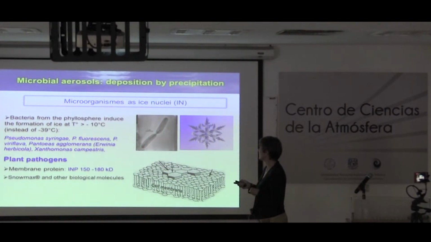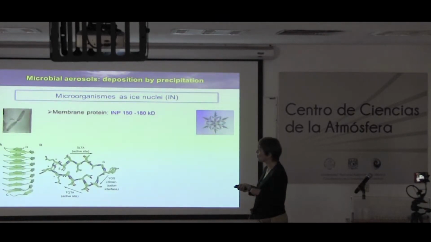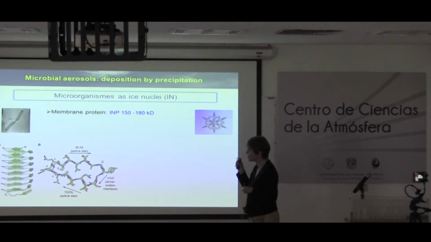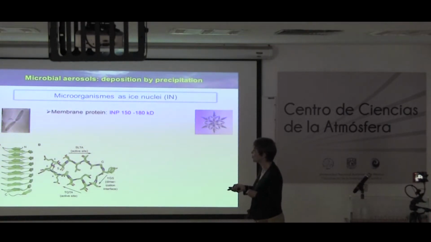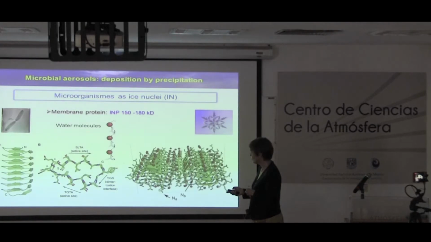Then if you focus on this protein, the structure has been shown. So this is the molecular structure of the protein. So it's a barrel, okay? And in fact, it acts as a dimer. To be active, you need two of these barrels, and they are interacting through these amino acids. And here it's a modeling view of what happens if you add water molecules to this protein.